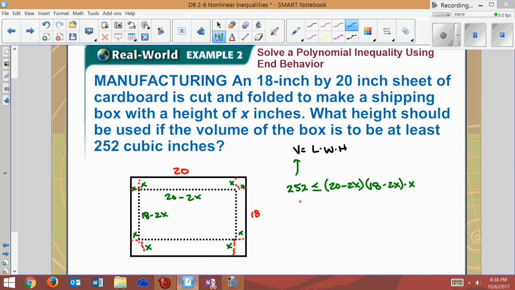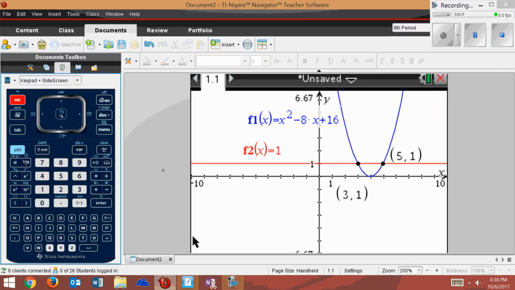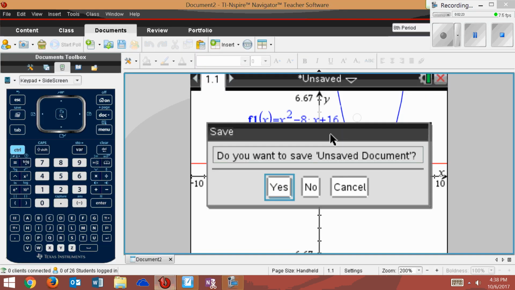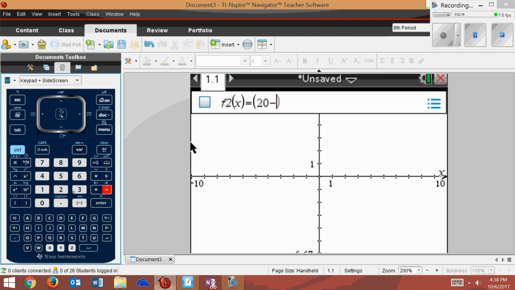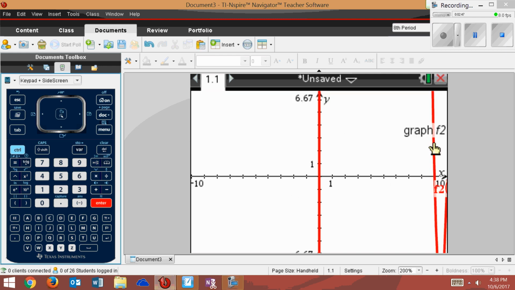I'm going to go to the graph and look at this as F1, this as F2. We want this to be above that. So we're looking for the areas where this is above that. So I'll go over to my calculator. I'm going to go to a new document here. The first equation, F1, is 252. The second equation is 20 minus 2x times 18 minus 2x times x. Now when we press enter, we can't really see much of that.